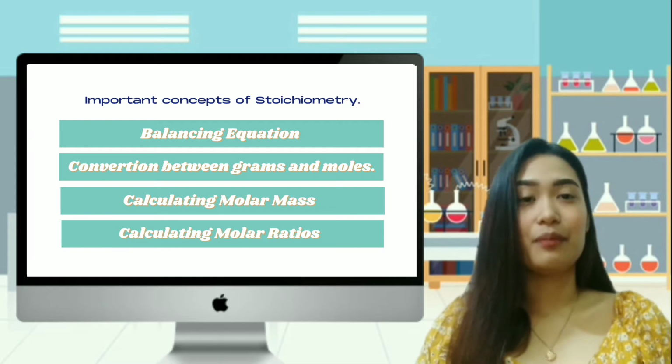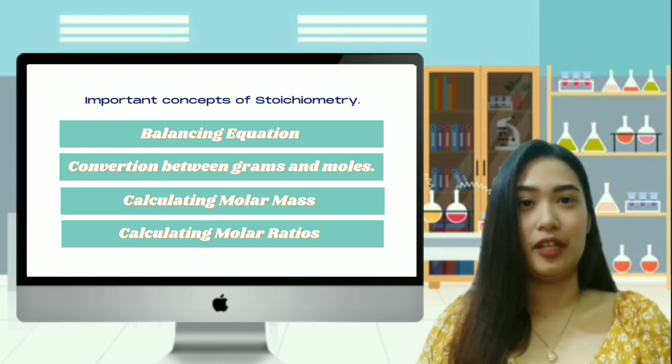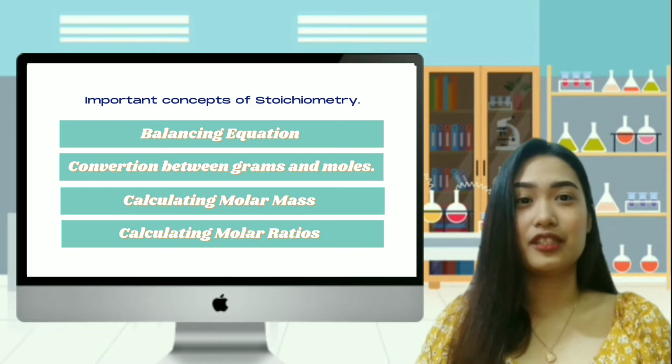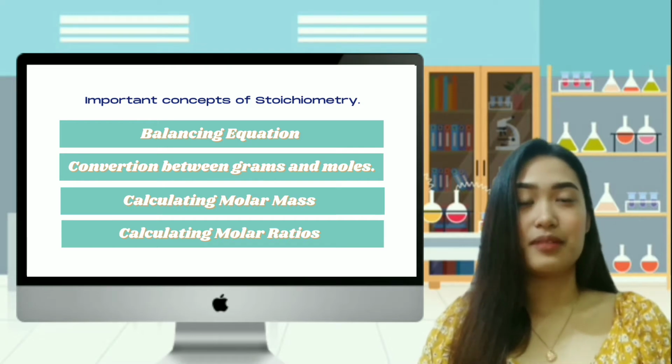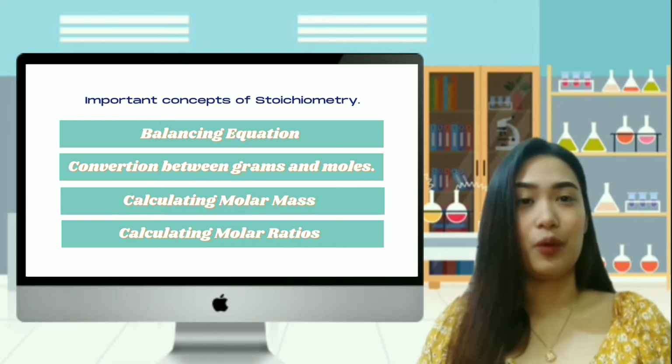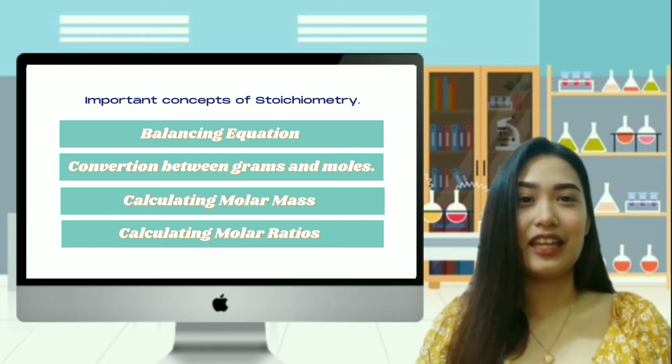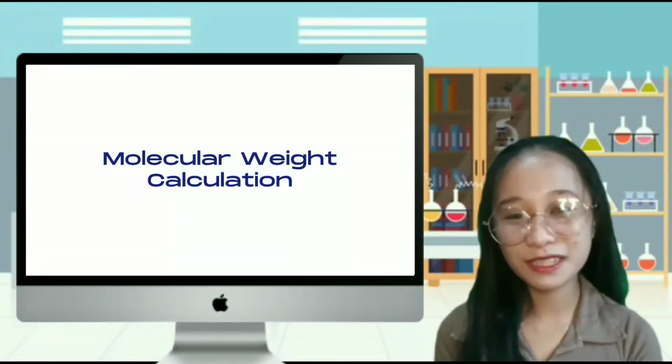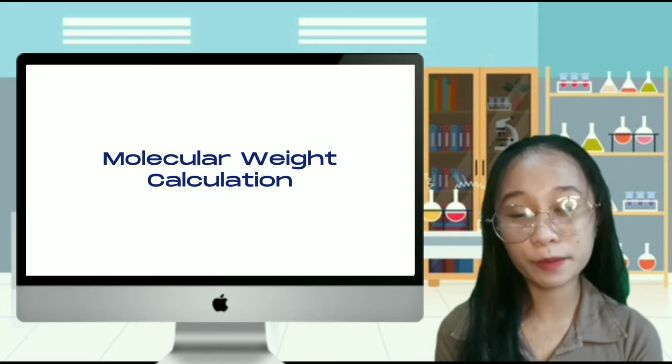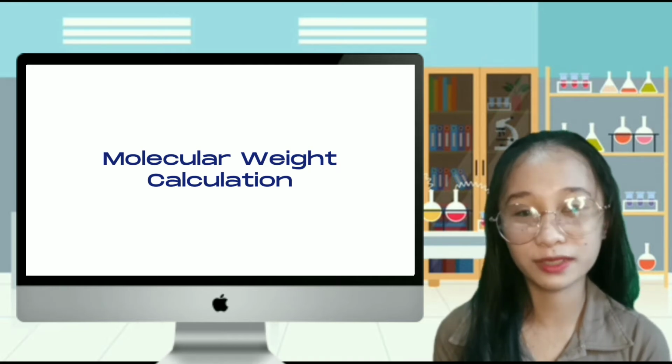These are the concepts that are important in stoichiometry: balancing equations, converting between grams and moles, calculating molar mass, and calculating molar ratio. Hi, I am Geneva Idurita and I will be going to report the molecular weight computation.